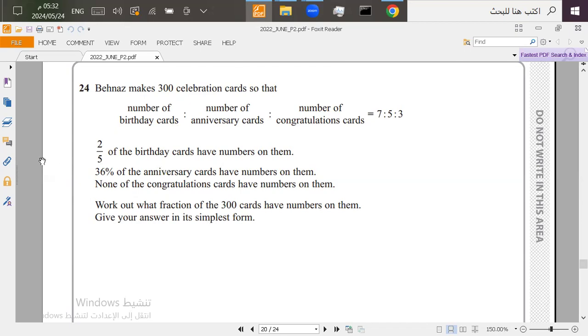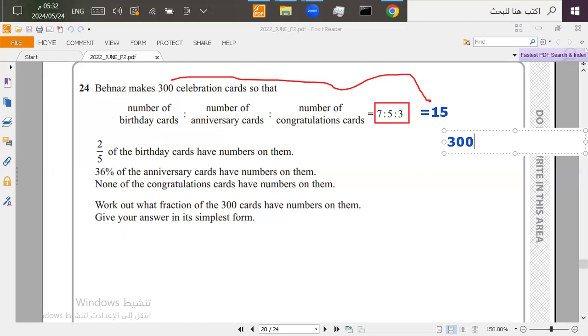So first thing we do, we're going to add the ratios together, these ratios. So 7 plus 5 plus 3 equals 15. Second step, I'm going to take this 300 and divide it by 15. When you divide 300 by 15, the answer is 20. So 300 divided by 15 equals 20.